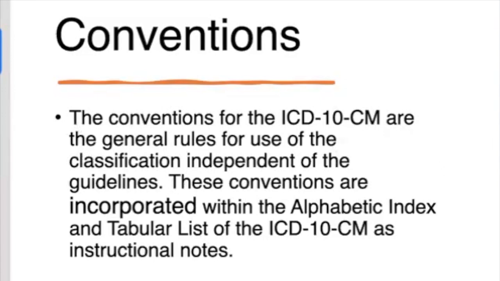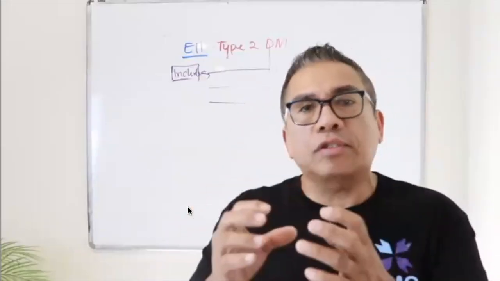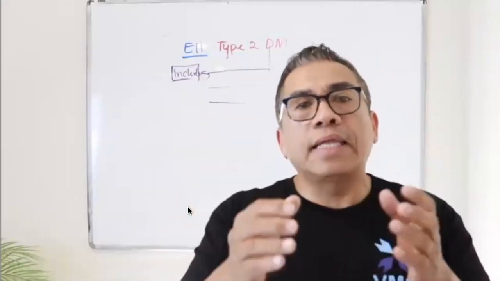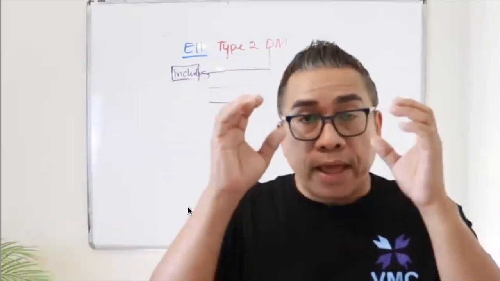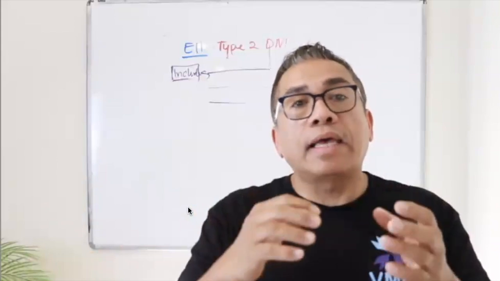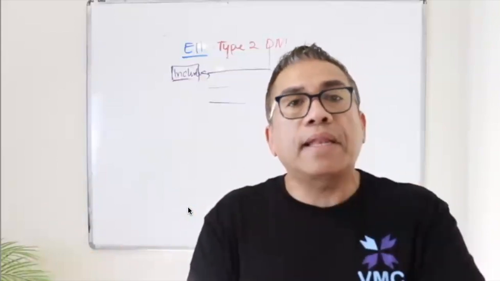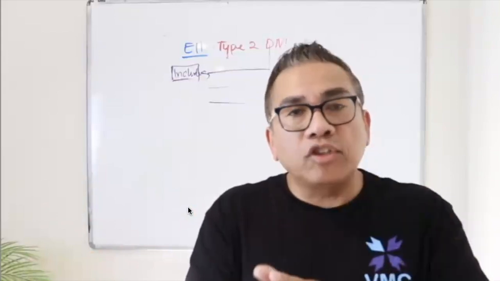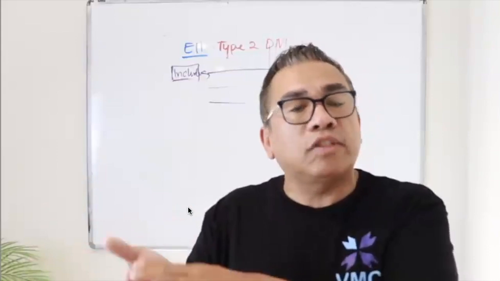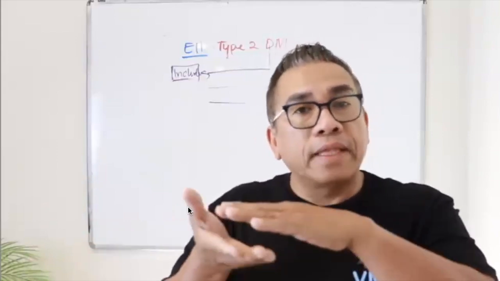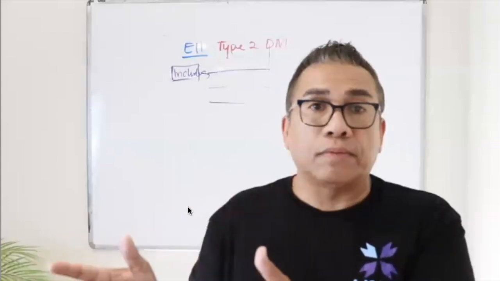So when you talk about conventions, you're talking about these little instructions or additional instructions that you can find in the alphabetic index and also in the tabular. Again, the reason why I always ask you guys that when you look for the code, start with the alphabetic index and make sure that you validate that code, check in the tabular if that code is final, because the tabular may give you additional instruction on what to do with that code.